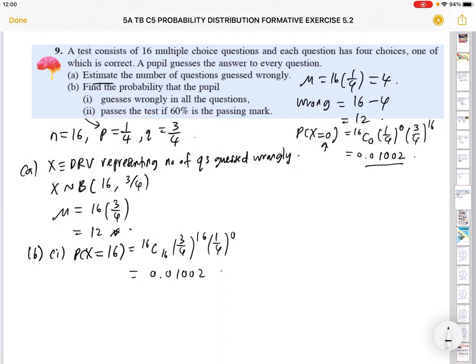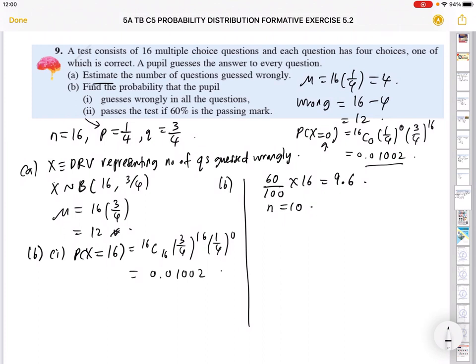Okay, now let's look at the next part. Passes the test if 60% is the passing mark. To know the minimum number of questions you need to get correct to pass the exam, this is what I'll do. I'll take 60 over 100 times 16 questions. If you calculate this, you get 9.6 questions. That means you need 9.6, but we can't get 9.6. 9.6 is not a discrete number, so we need to take the nearest integer. That means n equals 10. So you need a minimum of 10 questions to pass the exam.